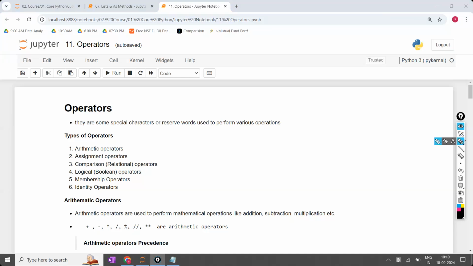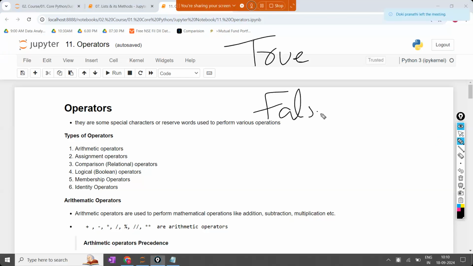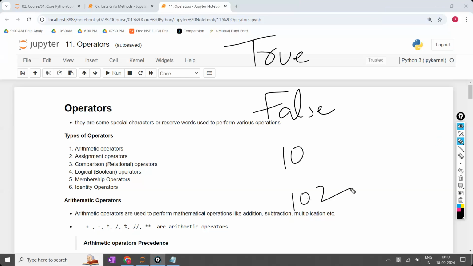One of the online students is asking, what is a Boolean value? Boolean value means true and false. These two are called Boolean values. This is called an int value. This is called a float value. This is called a string value. These two are called Boolean values.